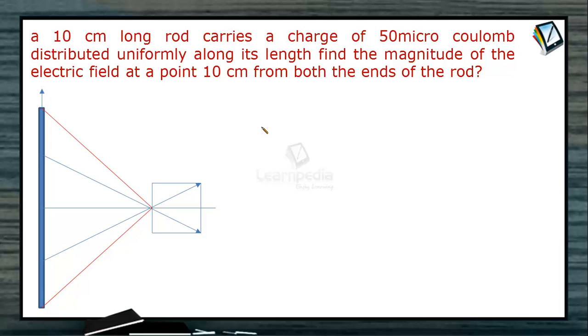A 10 centimeter long rod carries a charge of 50 microcoulomb distributed uniformly along its length. Find the magnitude of the electric field at a point 10 centimeter from both the ends of the rod.